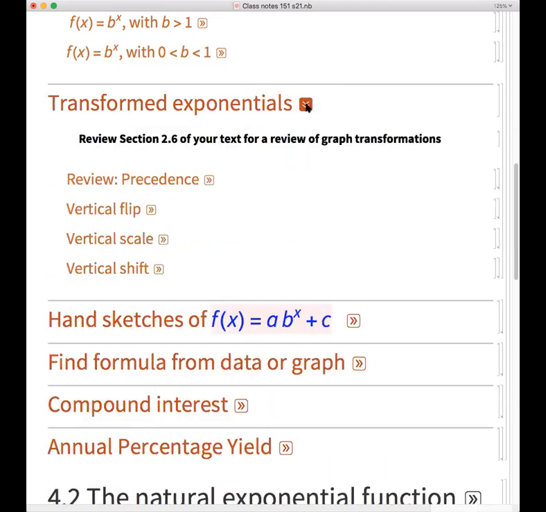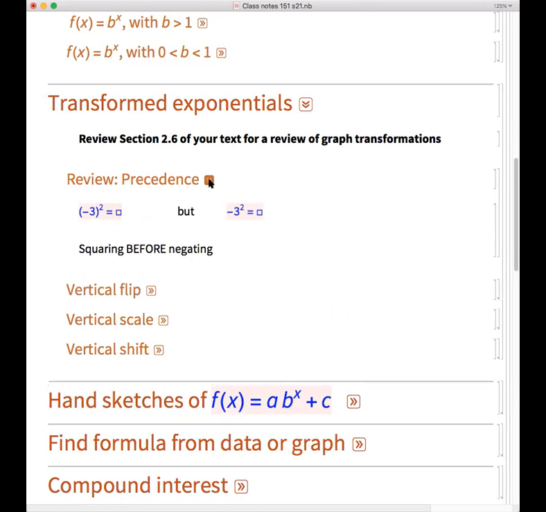Okay, so we're going to look at transformed exponential functions, and we'll be doing this a lot in this course, looking at the exponentials, logs, and trig functions, and transforming them all in various ways that you've studied before in a college algebra class. So I encourage you to go back to section 2.6 of your text and try to review some of these graph transformations, vertical shifting, horizontal shifting, and so on.